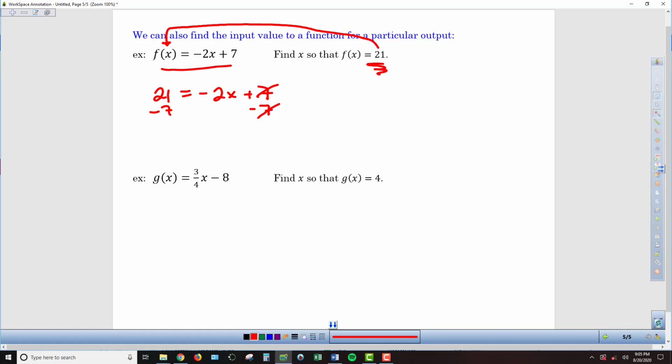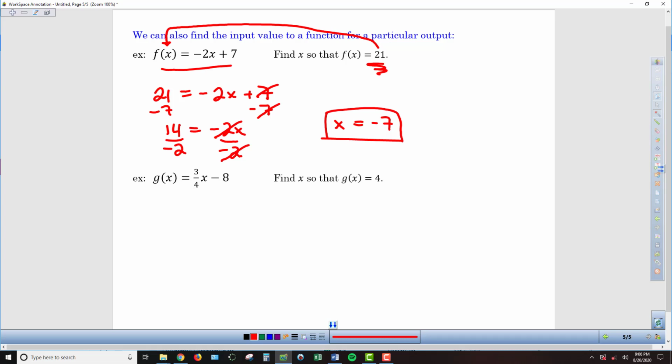So we've got 21 minus 7, so we've got 14 equals, still have negative 2x over here on the other side. And so now we've got to get rid of that negative 2 in front of the x, so we're going to divide both sides by negative 2, so that takes care of that. And so then we get x equals 14 divided by negative 2 is negative 7. So I would have to plug in negative 7 into this function to get 21 as an output.